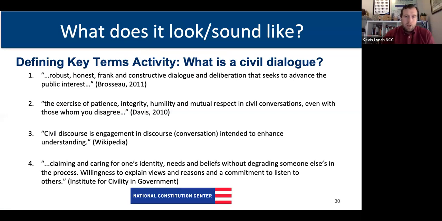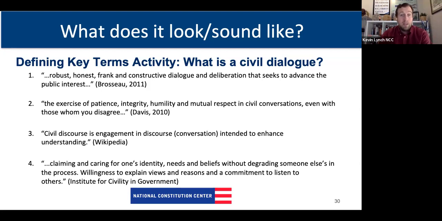There are 4 different definitions here of civil dialogue. We look at these and maybe take a minute or so, and we can use these as a model. Are there any of these 4 definitions that really strikes a chord with you, that really encapsulates what kind of conversation you're looking to have in your classroom, or in your own words, what are some rules or standards that you want to have when you're having a discussion with your students? So we take a moment and think about those.